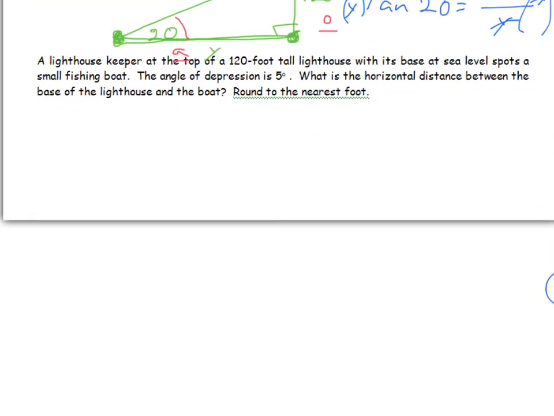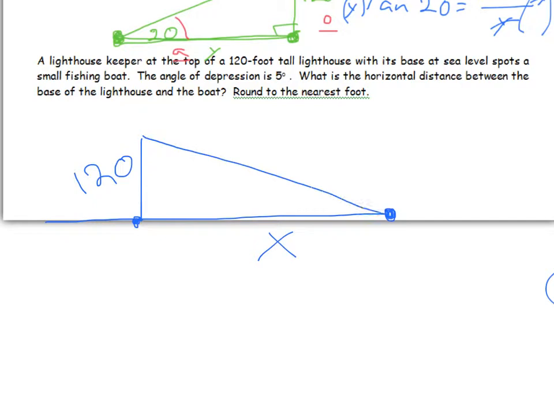Okay, so now we have another situation. We have a lighthouse keeper at the top of a 120-foot tall lighthouse. So here's the lighthouse. The base is at sea level, and there's a boat a certain distance away. The lighthouse is 120 feet tall. What's the horizontal distance between the base of the lighthouse, right here, to the boat? We'll call that x. So we need to find that length.